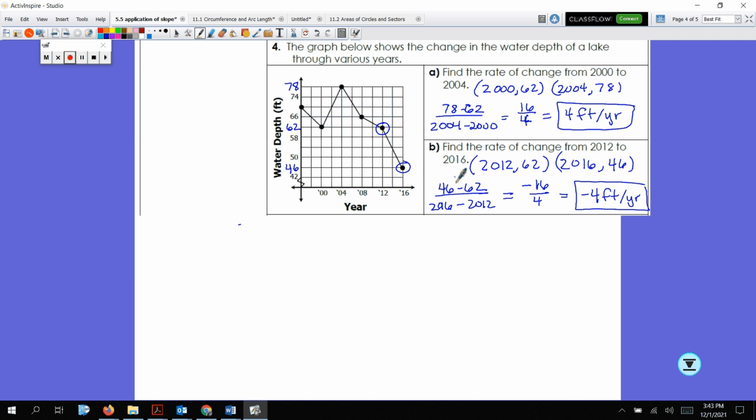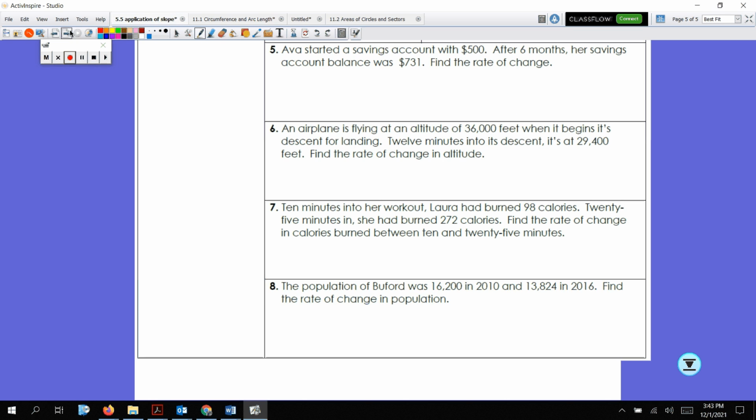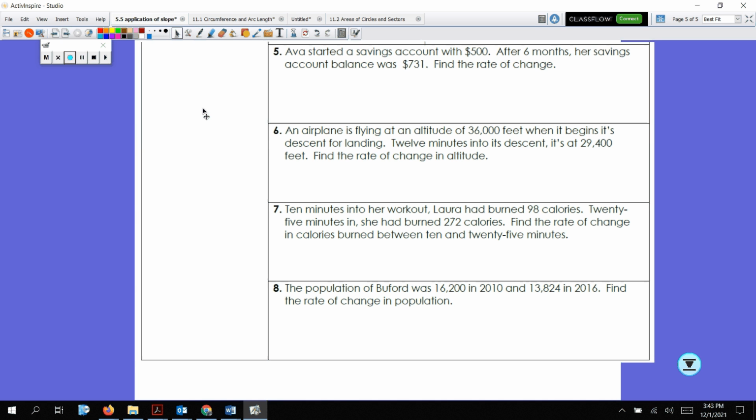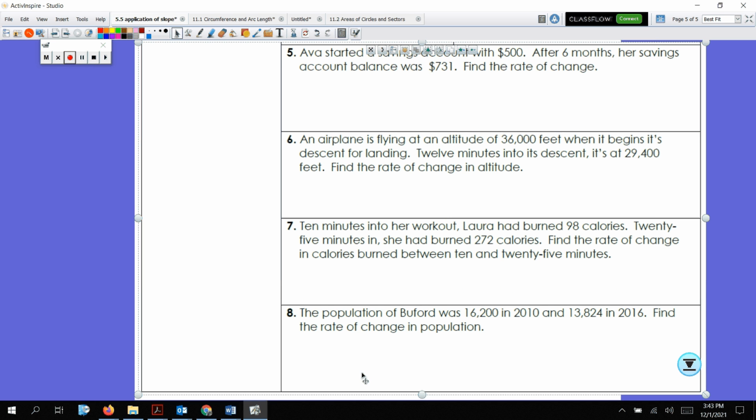Interesting. All right, let's look at some more math problems, applications. Okay, I'm going to try to make this a little bigger. I'm having a hard time writing. There we go. Nice.